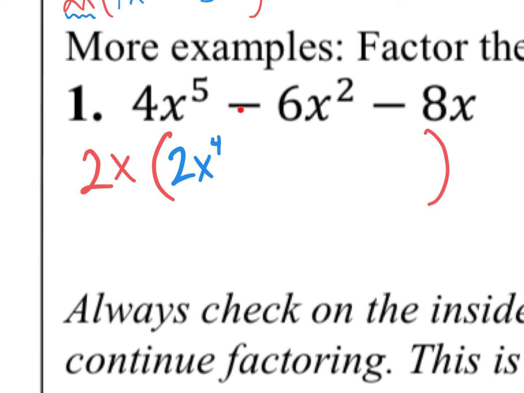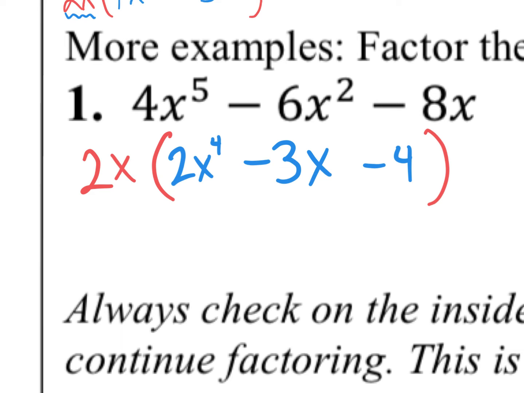2x times what will give us the negative 6x to the 2nd? Negative 3x. That's it, right? Okay, and then how about 2x times what will give us a negative 8x? Negative 4. No x's. And we factored.